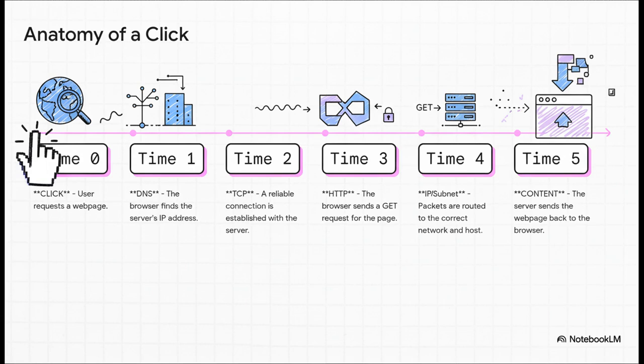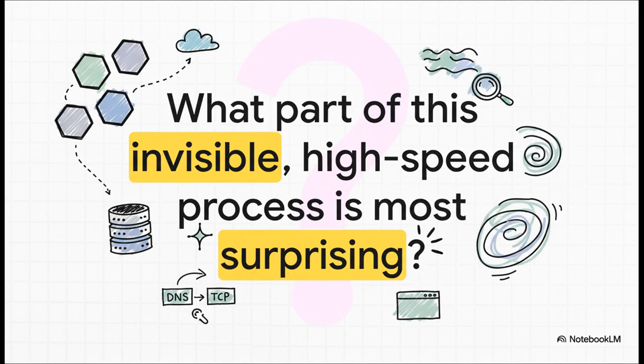Instantly, DNS finds the IP address. Then, TCP builds that reliable connection. Over that connection, HTTP sends the GET request asking for the page. All the while, routers are using the IP address and subnetting to guide that request to the right network and the right machine. And finally, the server sends the content right back to you. The crazy part? This all happens in the blink of an eye. It's truly an incredible, invisible dance of technology that we just take for granted every day.